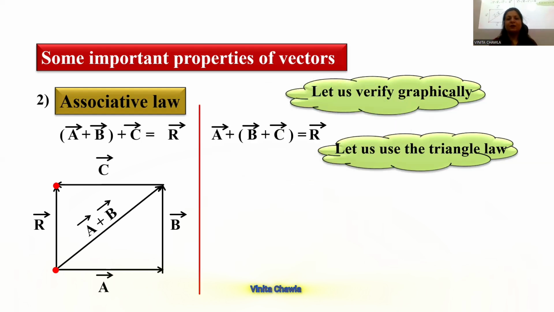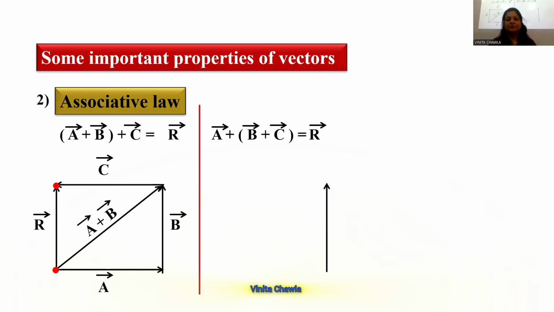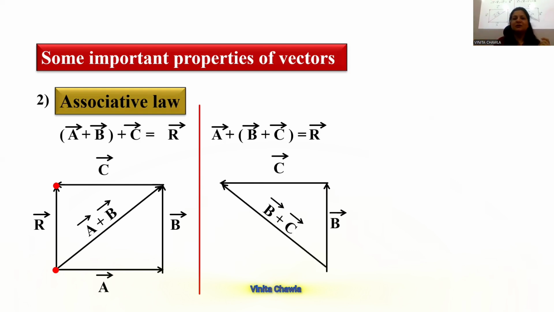Similarly, if we take B and C first, so we have vector B and vector C. Look at the vectors. We are not changing the direction of vectors. If vector B is pointing in upward direction, then in the second case also we are taking the same direction of vector B. If vector C is pointing towards this direction, then in the second case also we are not changing the direction of vector C, we are keeping the direction same. Okay, then this represents B plus C. This is the resultant vector.